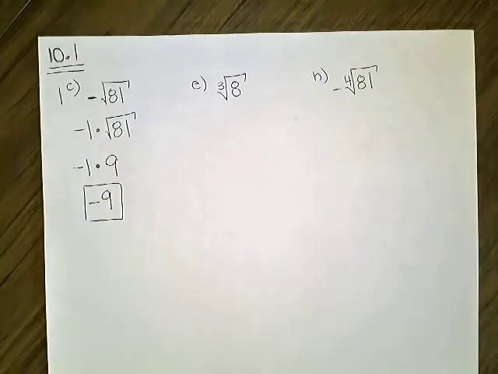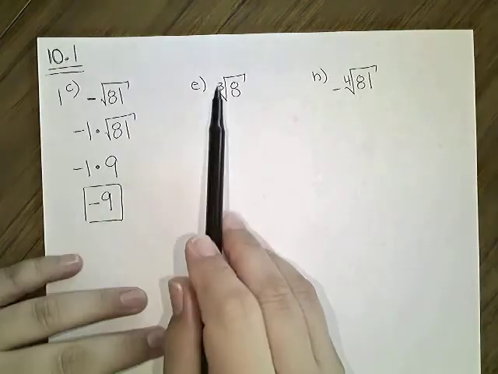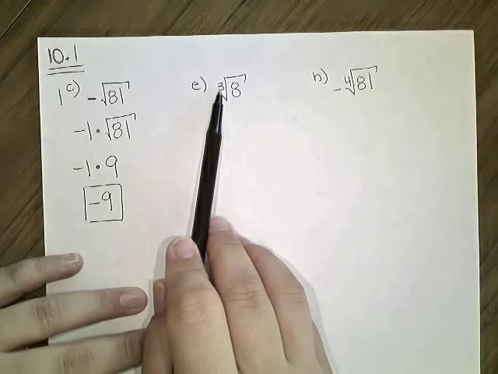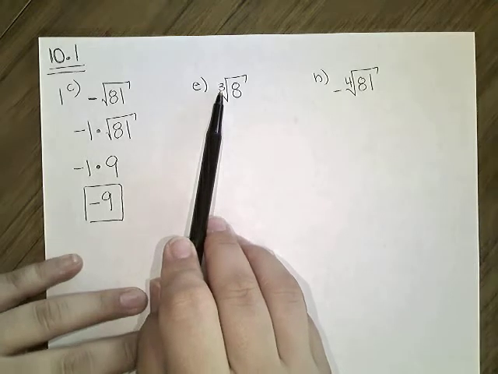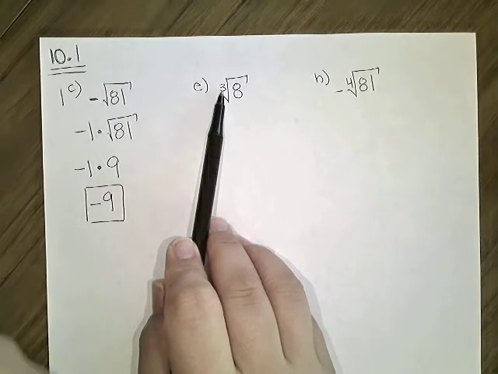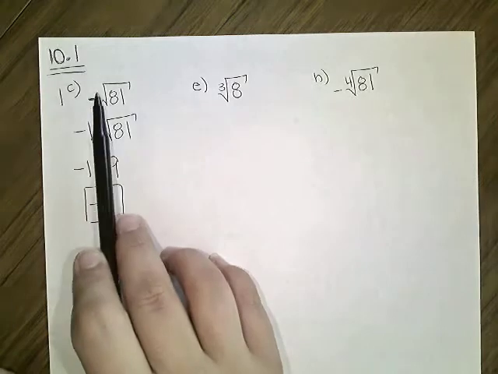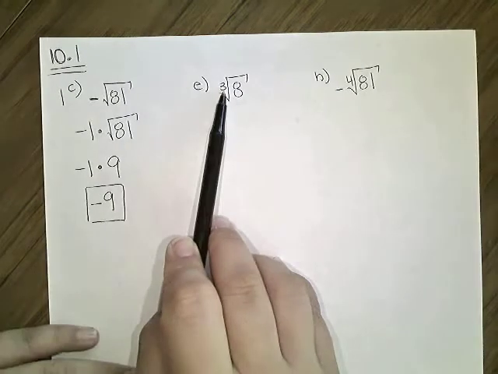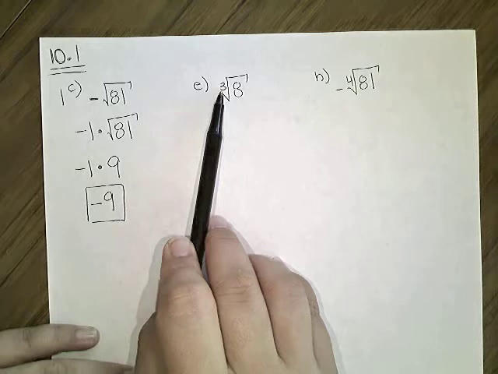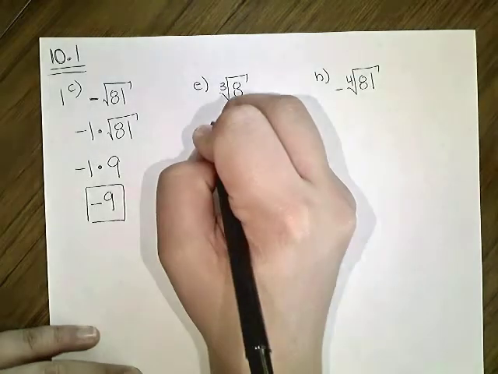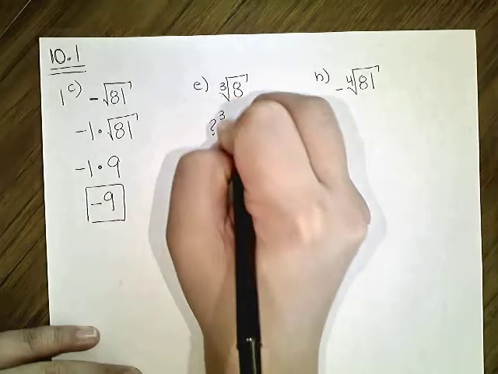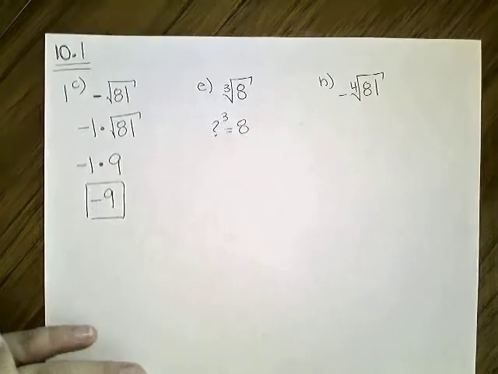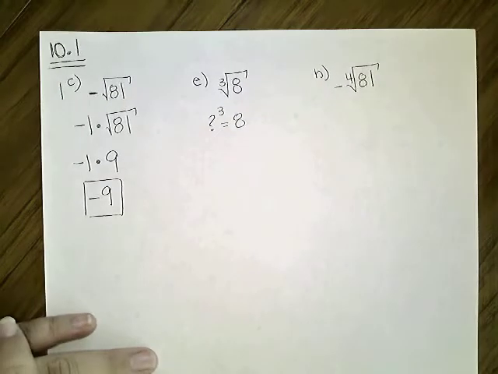Now, in addition to having a square root, asking ourselves what squared equals 81, we also have a cube root here. This number in the front is called an index number, and typically when we deal with a square root, it's implied that we have an invisible 2 up there. So this is called a cube root because we have an index of 3. So here we're saying what cubed equals 8. That's what we're asking ourselves when we're dealing with a cube root function.